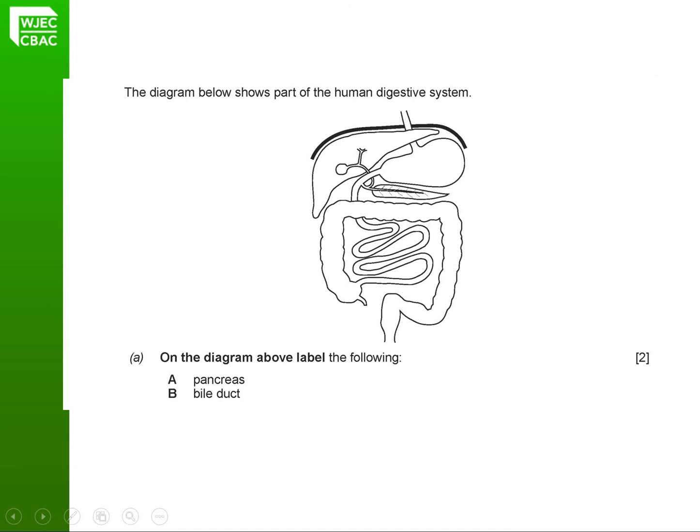Okay, so we're just going to go through the answers to these 2 questions because they were longer and more complicated questions. So if we start with this one, on the diagram above, label the following. So this is the pancreas, and they will be specific in saying that your label line must touch the part to which it's referring. And then this would be the bile duct, where the bile flows through into your small intestine.